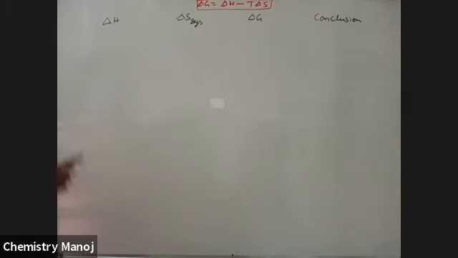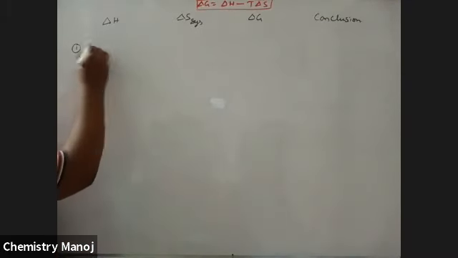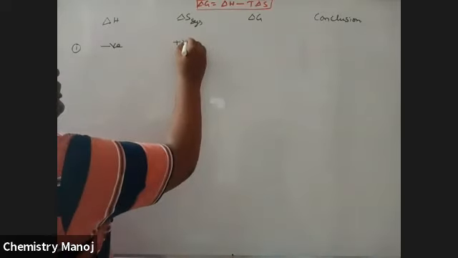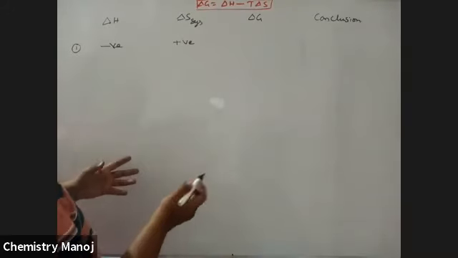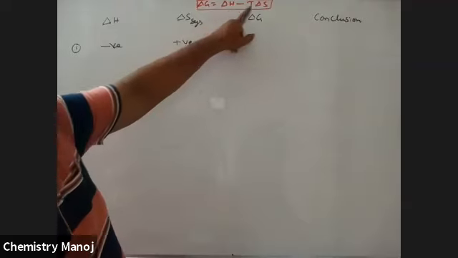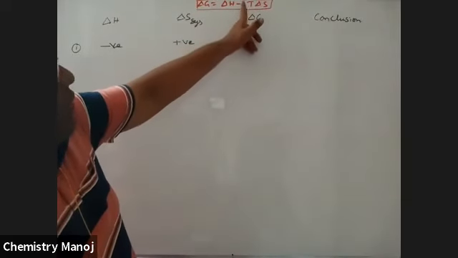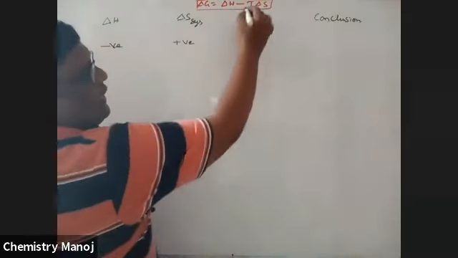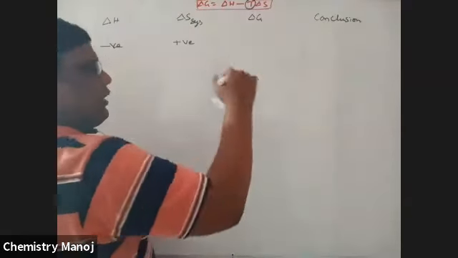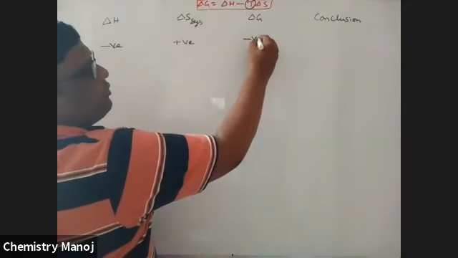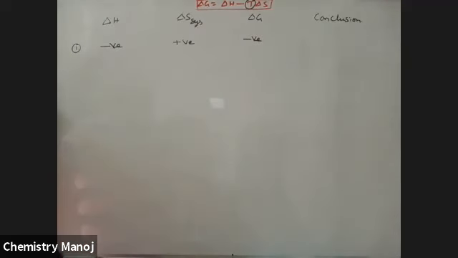First case: delta H may be positive or negative, I am taking negative. Delta S is positive. What happened to the delta G value? Delta H is negative, delta S positive, so the overall value is negative. Therefore, at any temperature, high or low, whatever it may be, the overall delta G value is negative.